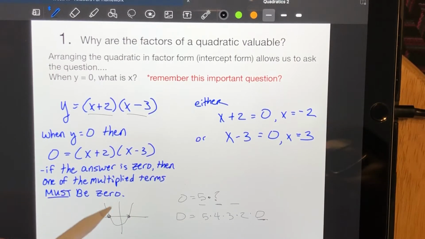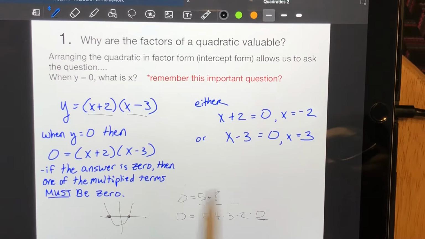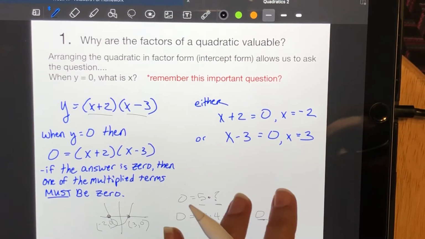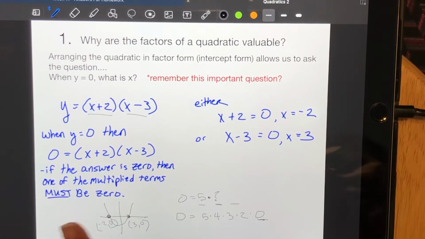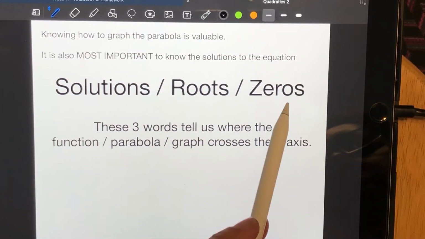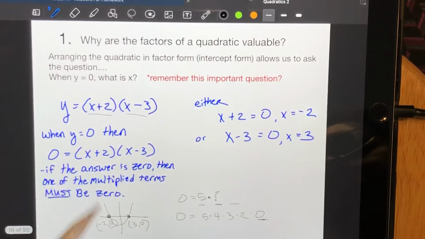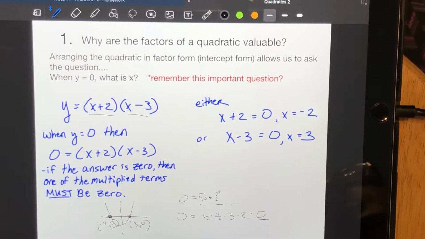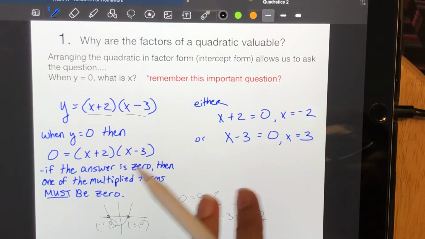So that tells me that I have 2 places on the graph. I have a -2 when y is 0, and I have a +3 when y is 0. Both of those are locations at which the graph lies along the x-axis. So if we look back and we say it's a solution, a root, or a zero, we can see that we found our solution by finding where they were 0. So that's our tie to why they are called zeros.